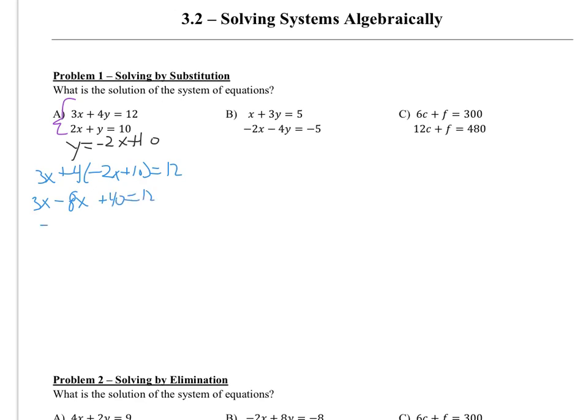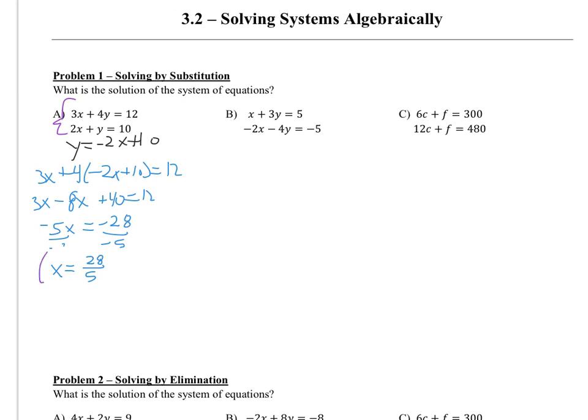So this becomes negative 5x plus 40 equals 12, and I'm going to subtract the 40 over. When I subtract the 40 over, I get negative 28. And then divide by negative 5 on both sides. x will be equal to 28 over 5.